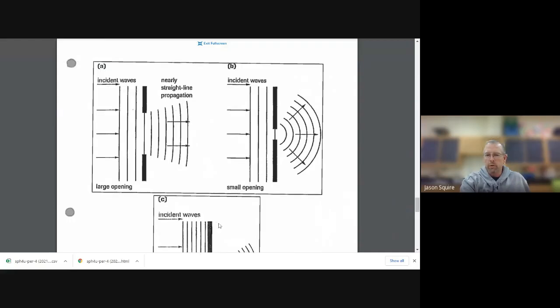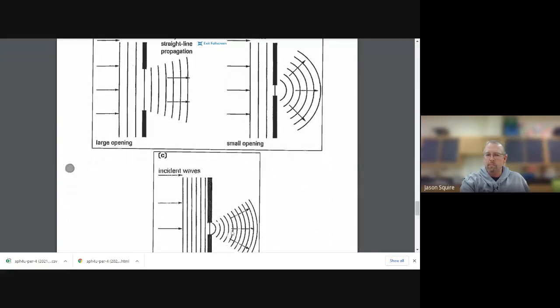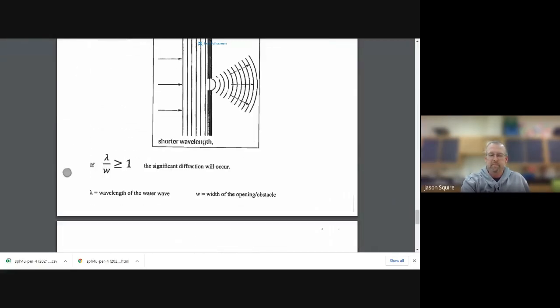These are diagrams straight from your textbook. It's showing you the exact same thing. And what do we get? This ratio, the wavelength over top of the slit width or the width of the obstacle, in order to get significant diffraction, that ratio needs to be greater than or equal to 1. What does that mean? That simply means wavelength and slit width need to be close to the same size.